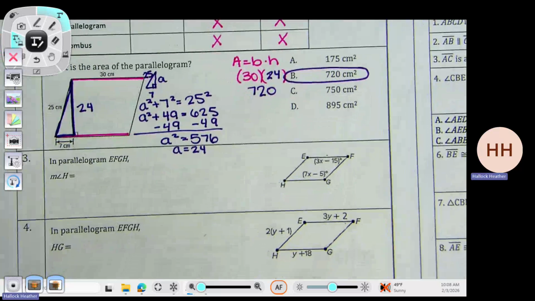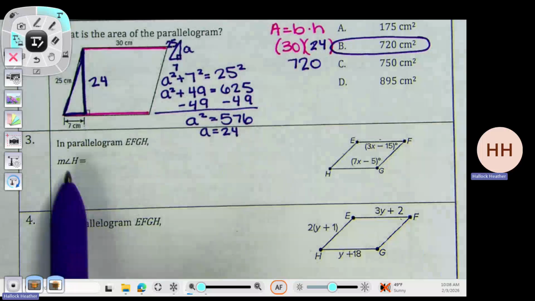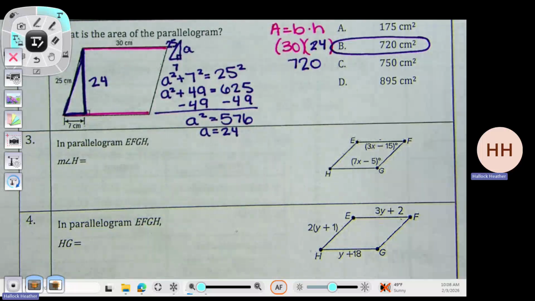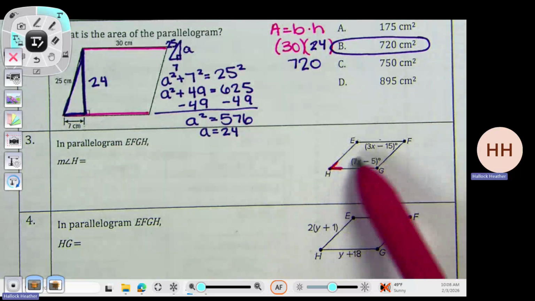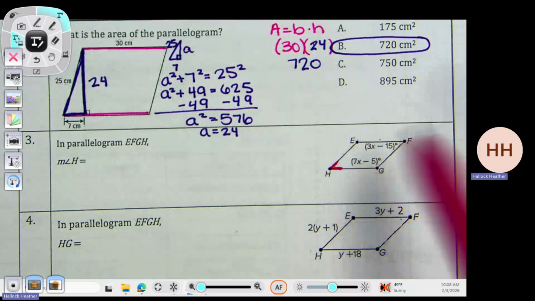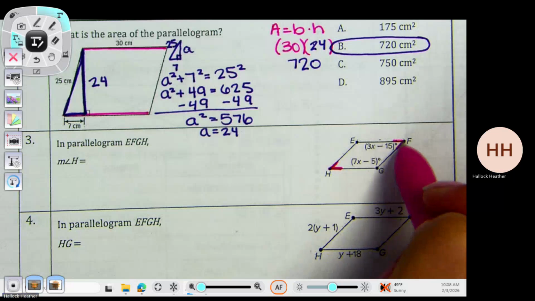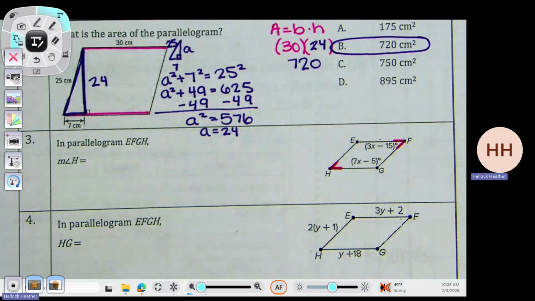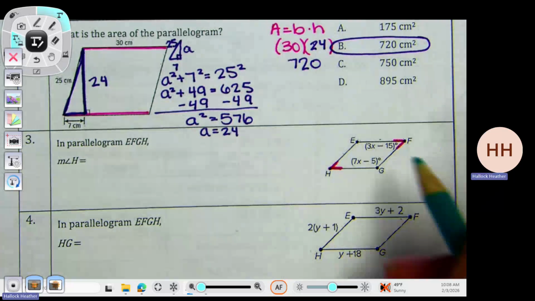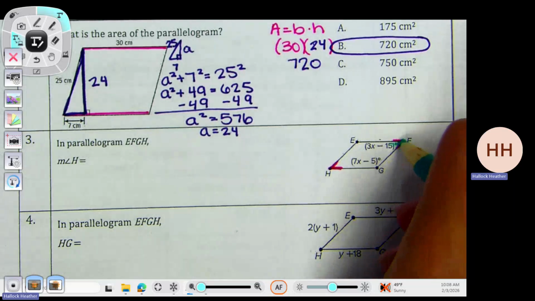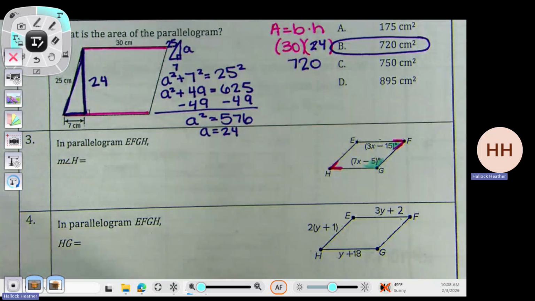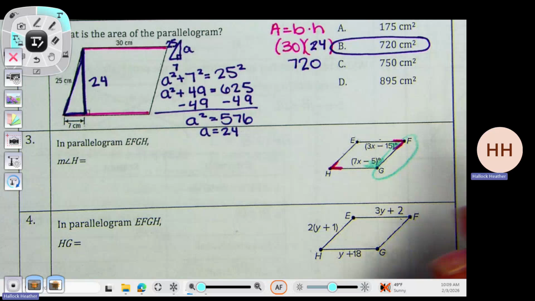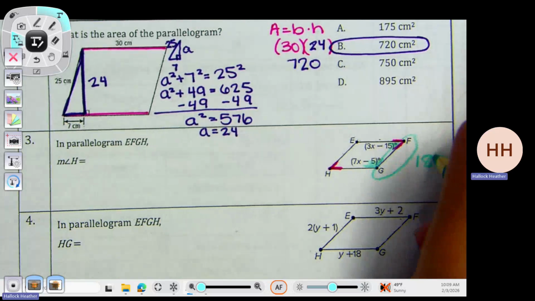The next one is a parallelogram. It says we have to find the measure of H. H is here. Notice there's nothing at H. Opposite angles of a parallelogram are congruent, so that will match with F. But the angles that we're given are not opposite angles, we're given same side angles. This is an acute angle, this is an obtuse angle. They are not the same. They open to different amounts.